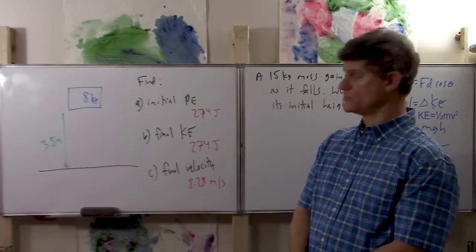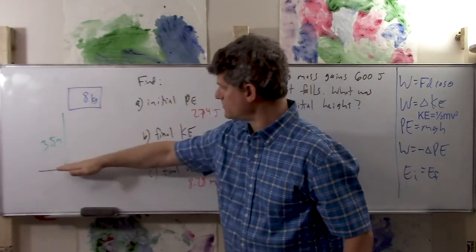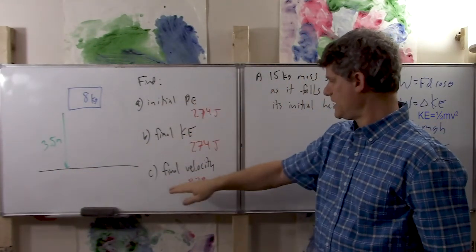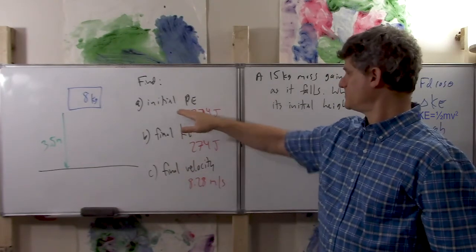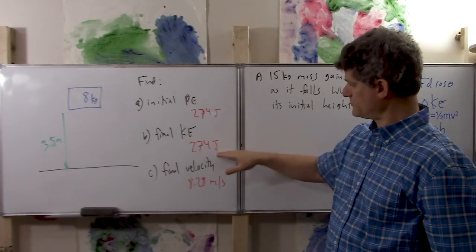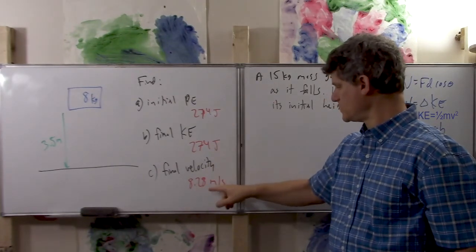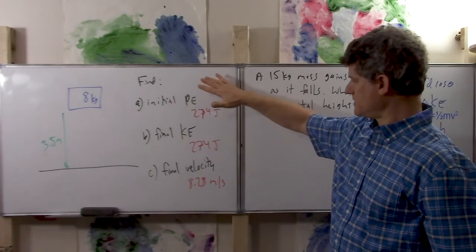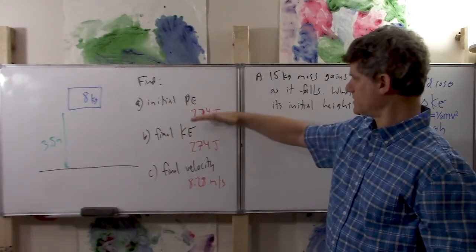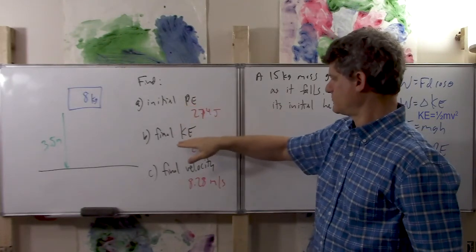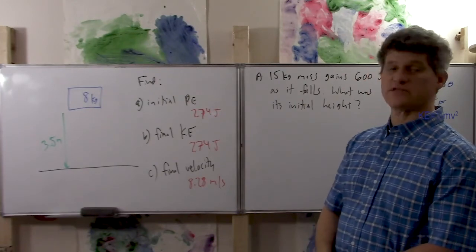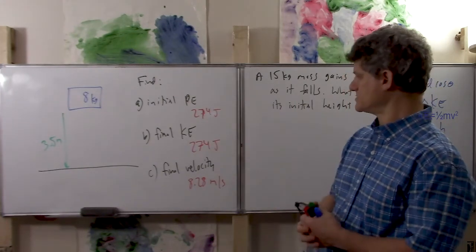Here are two more examples for you to do. We have an 8 kilogram mass that falls 3.5 meters to the ground. We want to find the initial potential energy, the final kinetic energy, and the final velocity. So the initial potential energy comes out to 274 joules, the final kinetic energy comes out to 274 joules, and the final velocity is 8.28 meters per second. So in any of these examples, you can't just do the calculation and get the answer. You have to be able to explain, for example, like the final kinetic energy, you'd have to go through, as we did, the idea of conservation of energy to be able to come up with the answer.